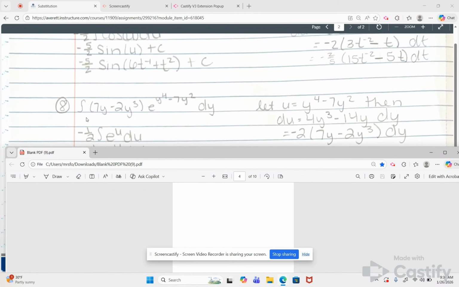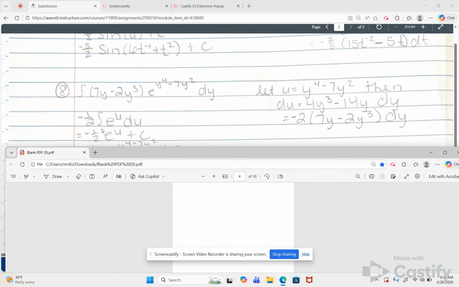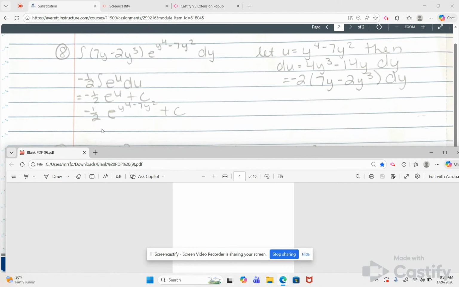And just to kind of reiterate, the negative 1/2 du is what makes up this 7y minus 2y cubed dy, and the negative 1/2 is what makes up the du. And then e to the u is the u portion, is e to the u. So, the antiderivative of e to the u is itself plus c. All right? Then, substitute back in for the u.